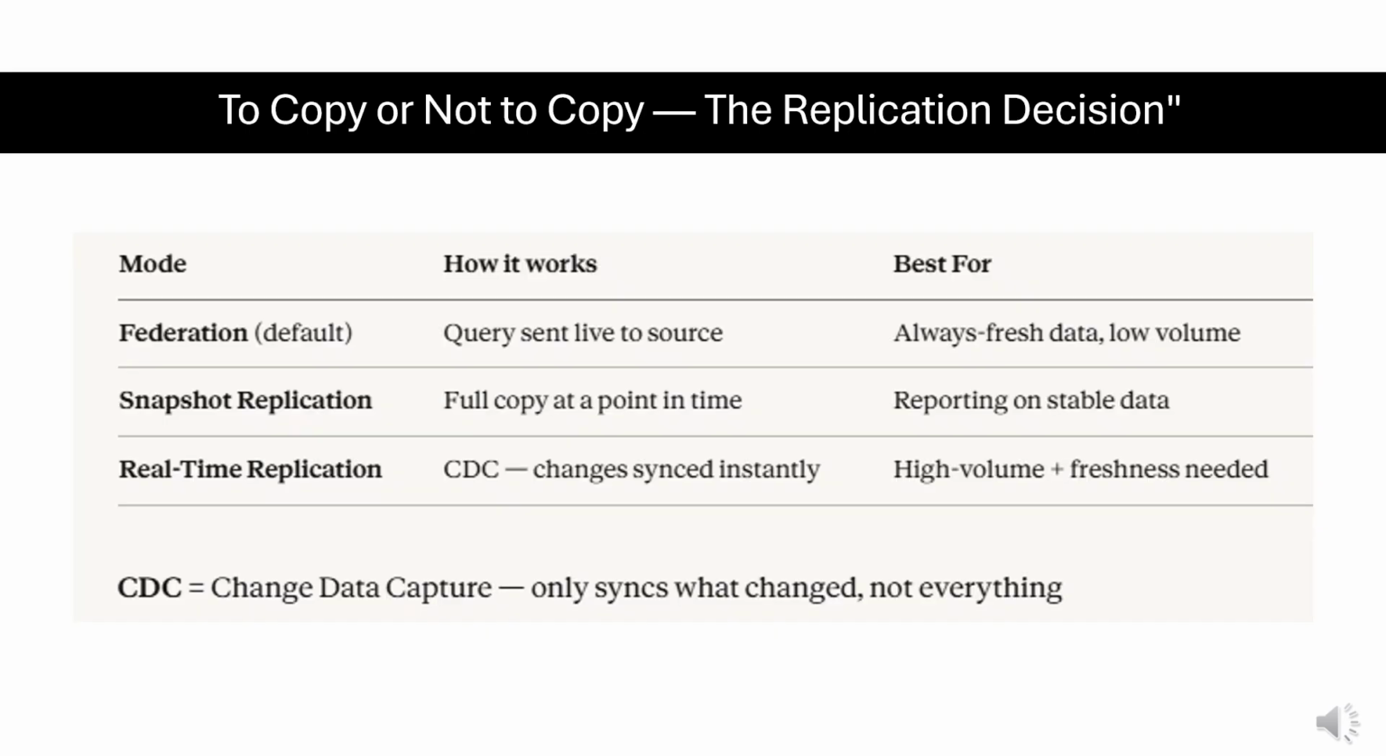Now, here's a nuance that separates good candidates from great ones. The replication modes. You should know that. By default, a remote table works in federation mode. Every query goes live to the source. It's always fresh, but can be slower for larger data sets. Snapshot replication is like taking a photograph. You copy the data at a point in time into Datasphere. It is fast for reporting, but the photos get old too.